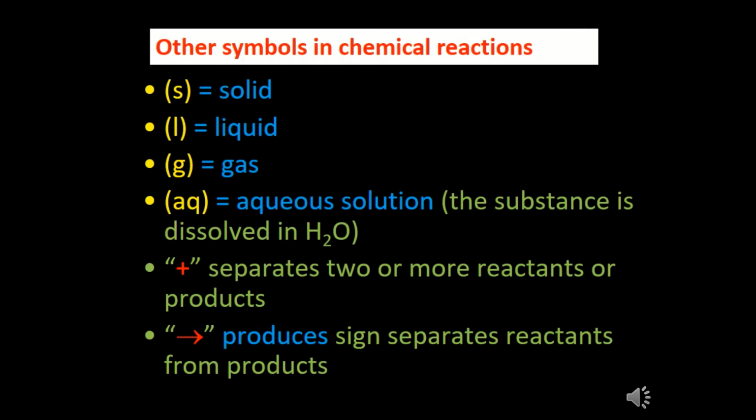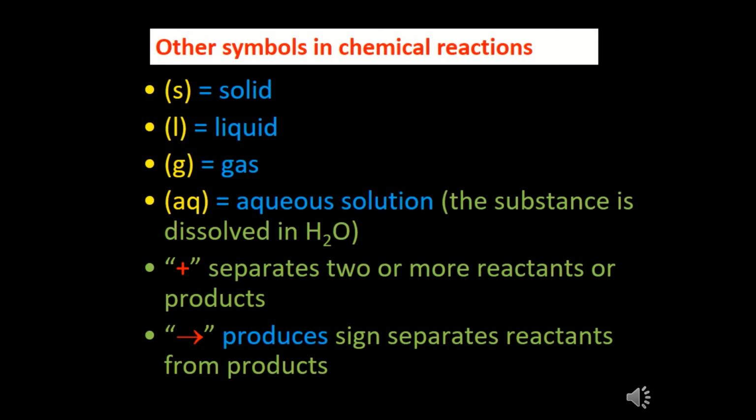Now, other symbols in chemical reactions. Sometimes we will see physical states. Suppose we have O2, which is oxygen. Oxygen is a gas. So definitely we will use g in parentheses. When we write O2 and then we write (g) in the parentheses, g means gas.